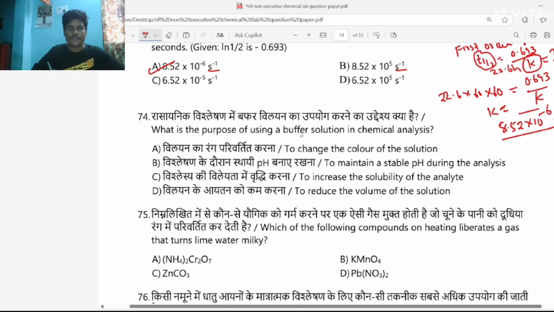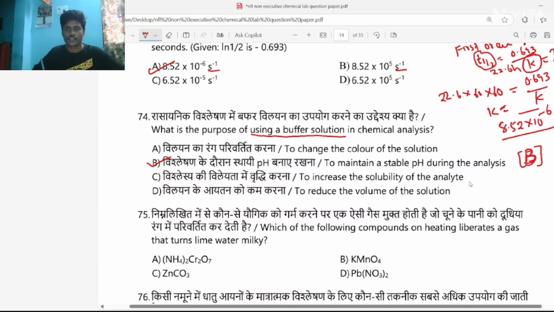Means just the use of a buffer. What is the use of a buffer? Options: to change the color of the solution. No. To change color, we sometimes use an indicator. To maintain a stable pH during the analysis. Right, this is the correct answer. It resists the change in pH, right? Buffer. So option B is the correct answer. To increase the solubility of the analyte, to reduce the volume of the solution? No, these are not correct answers.